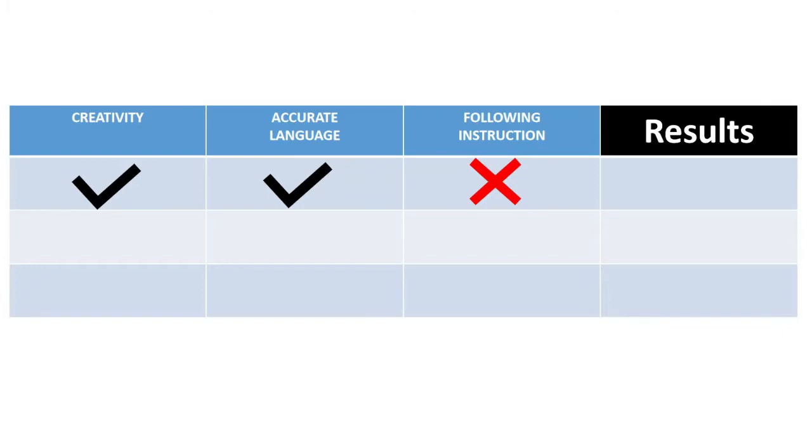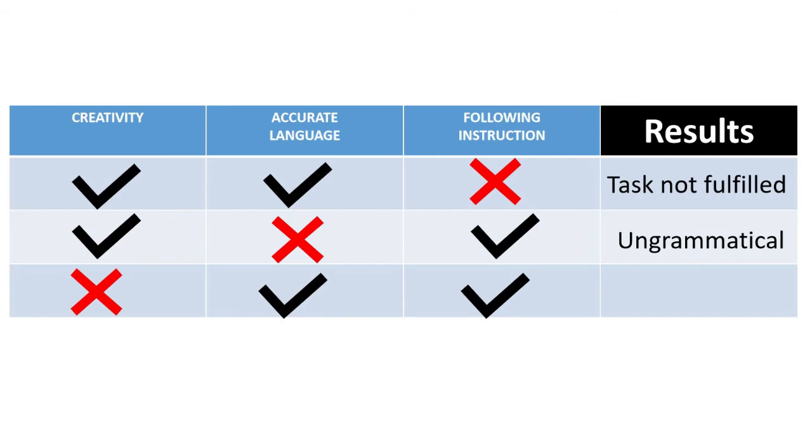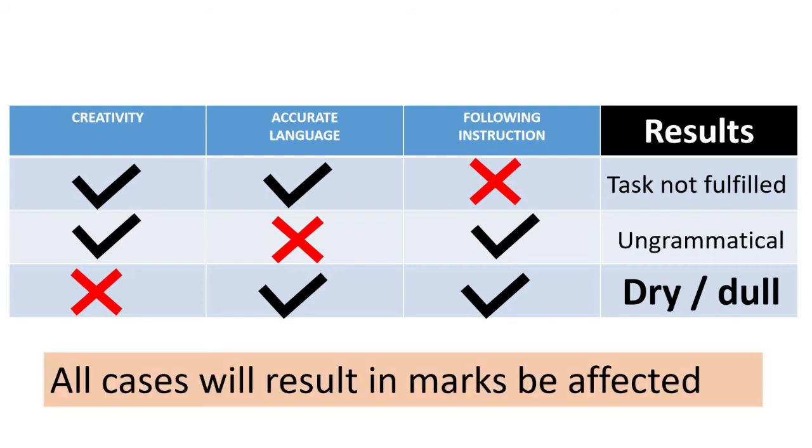So what if one of the element is missing? For example, the first case, creativity is shown, language is accurate, but instruction is not followed. The result is thus not fulfilled. Second case, creativity is shown, instruction is followed, but language is not accurate. The result is the whole text is not grammatical. And the third case, the language is accurate, the instruction is followed, but there's no creativity seen. The result is the text is dry and dull, and all cases will result in marks be affected.